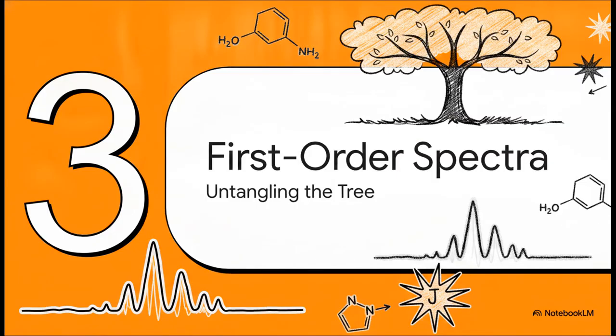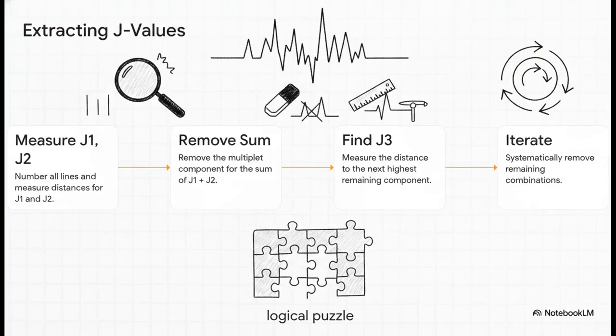Let's move to Section 3, decoding first-order spectra, untangling the tree. Armed with that absolute, invariant J value, we can systematically extract the exact structural connectivity of a molecule right from a clean first-order spectrum. When you hit a complex multiplet, like a doublet of doublets, honestly, don't panic. A lot of folks take the easy way out and just slap a multiplet label on it, which is basically throwing away rich three-dimensional structural data. Instead, try this methodical subtraction approach.